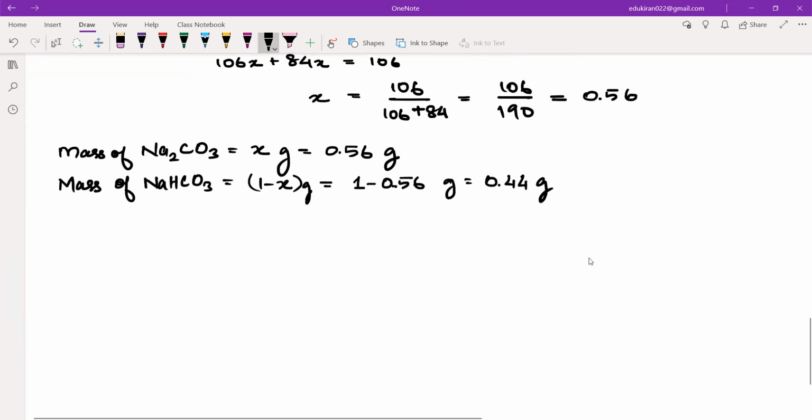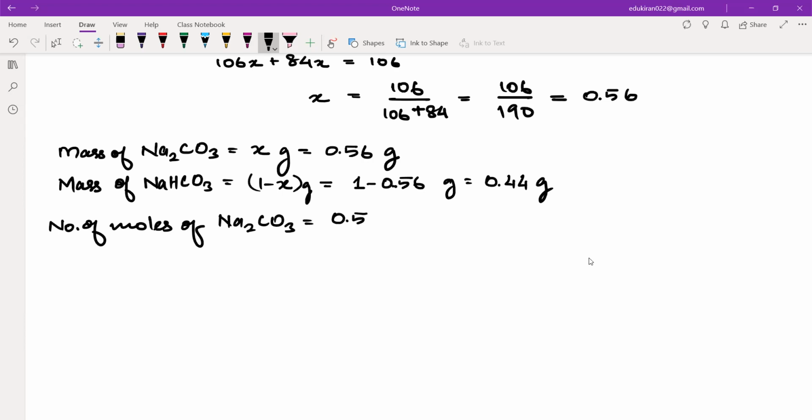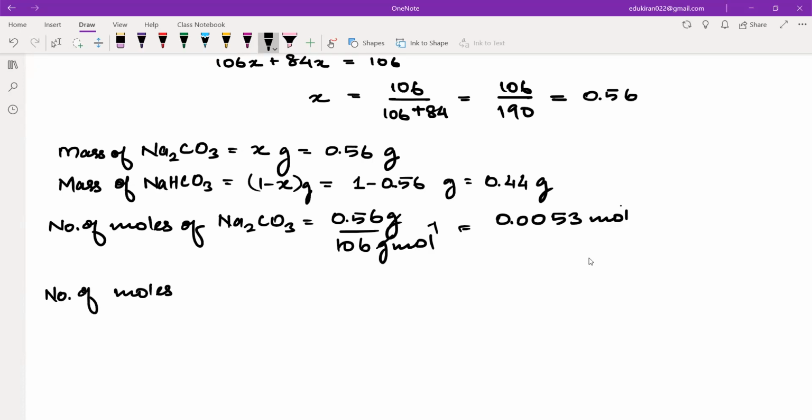We have calculated the mass now. We can now also calculate the number of moles. Number of moles of Na2CO3 will be equal to what? 0.56 grams divided by 106 grams per mole. If you calculate this, this will be equal to 0.0053 moles. Now you guys will tell me what will be the number of moles of NaHCO3.